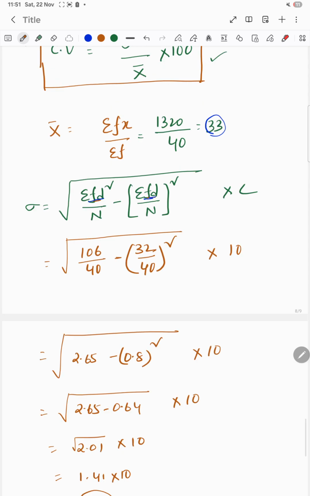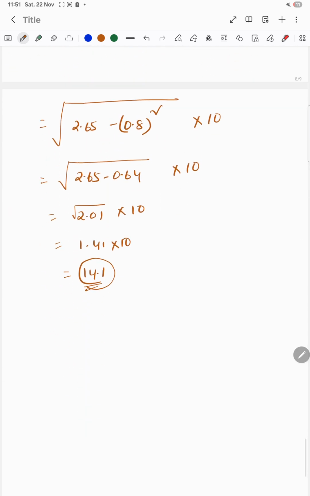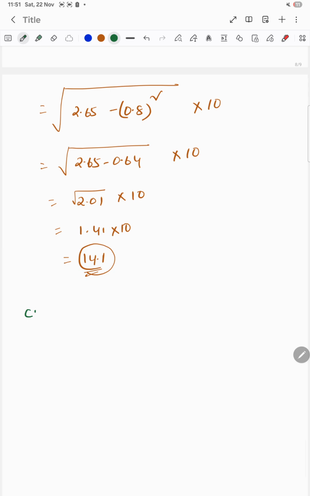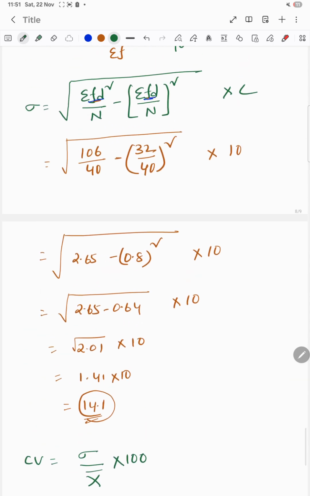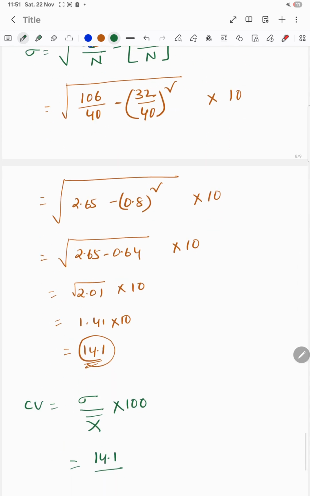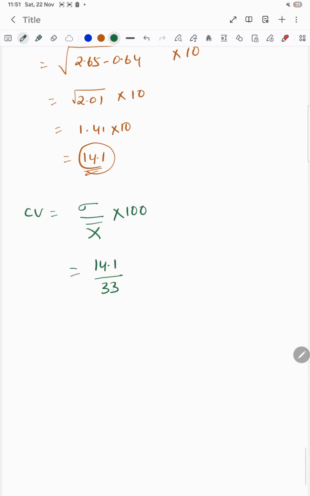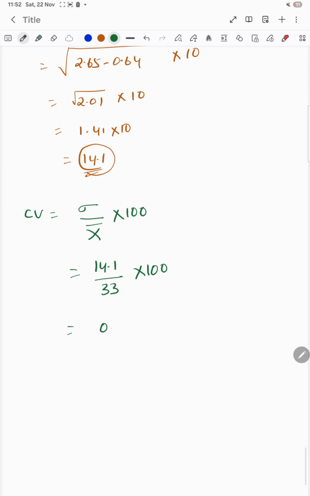Now we got standard deviation as well as mean value. Therefore, coefficient of variance CV is equivalent to standard deviation by mean into 100. This implies 14.1 divided by mean, that means 33, the whole fraction into 100. This implies 14.1 divided by 33, that is 0.4272, into 100. This will give you 42.72. So 42.72 is our coefficient of variance. Thank you.